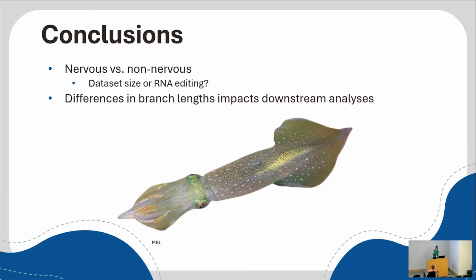So overall, nervous tissue versus non-nervous tissue, different topologies. Is this an artifact of data set size, or is this actual RNA editing? When I finish my further analyses, hopefully I can tease that apart further. And then finally, differences in branch lengths can affect downstream analyses. So there are slight differences in branch lengths across the different trees. So this could affect things like divergence time estimations, ancestral state reconstructions, things like that.